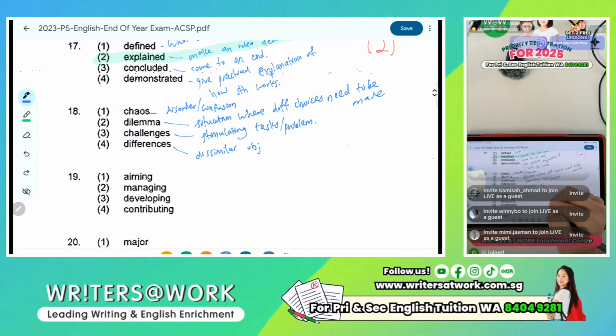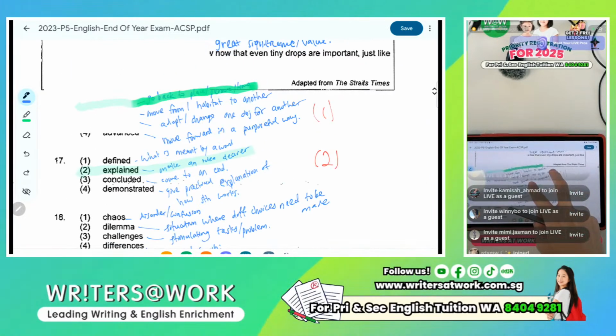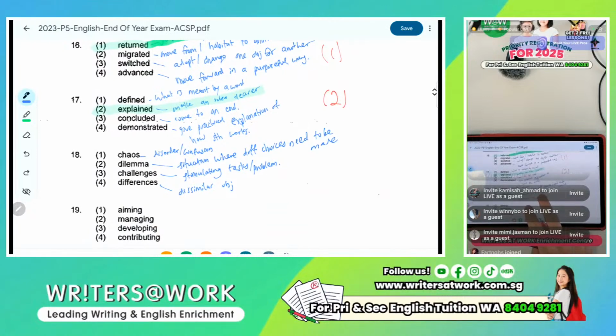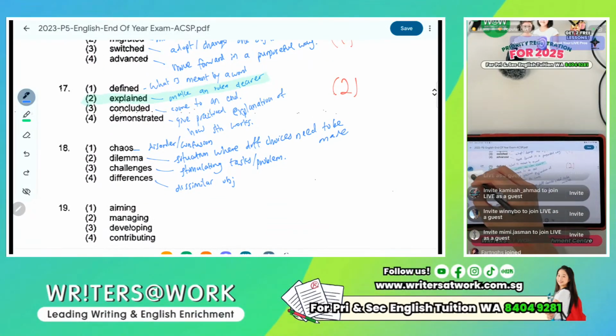So in this case, when we talk about difficulties, which means something is not easy to do or understand, the closest option that we will have here is challenges. When something is stimulating, it means that your brains are growing. Okay, so my answer would be number 3.